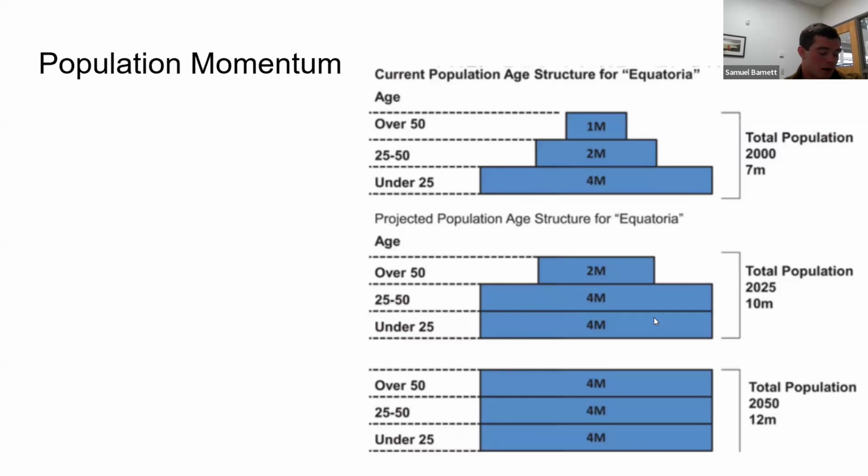Next, we're going to talk about population momentum. Remember, population momentum is the tendency for population to continue to grow even if the fertility rate falls to the replacement level, as long as the population is in young age cohorts. So fertility rates have a huge effect on populations, obviously. I mean, the more kids you're going to have, the more your population is going to grow.